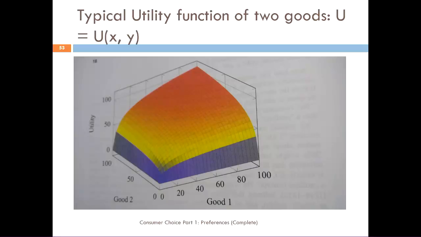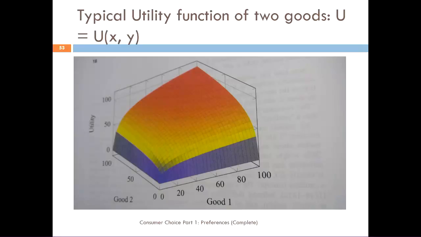Likewise for good 2, if you hold good 1 constant, say at 40, and increase the quantity of good 2, you're also going up. So more good 2 is better, right? So we satisfy monotonicity here. You can see the monotonicity is in there.